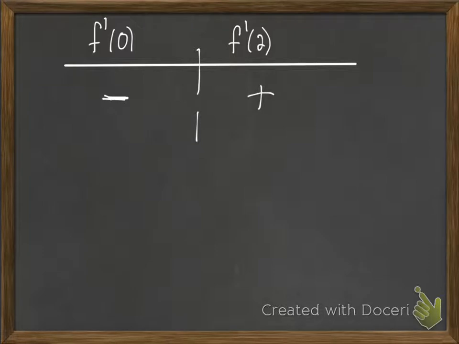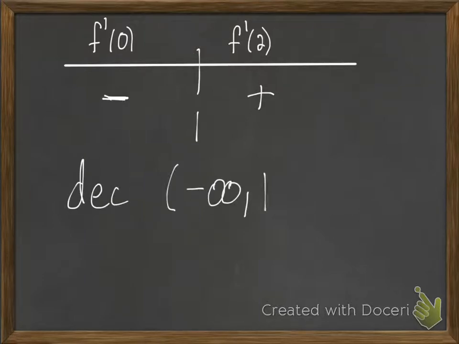Now we know when the derivative is negative. Well, when it's negative, the function is decreasing. So we know it's decreasing on the interval negative infinity to 1, and we know it's increasing on the interval 1 to infinity.